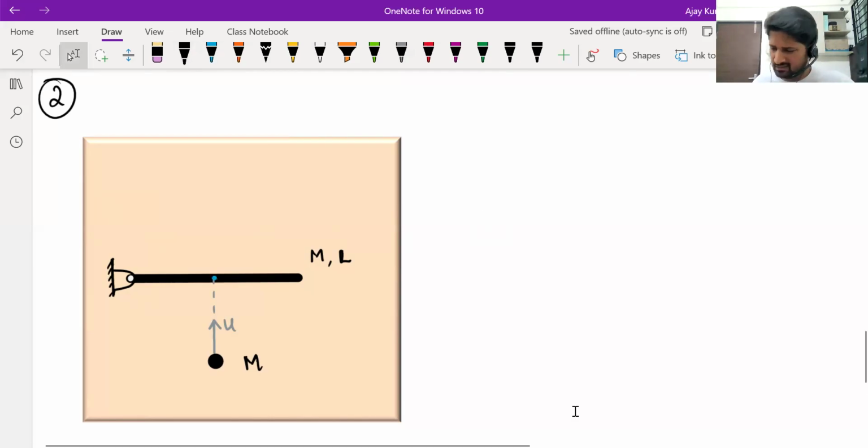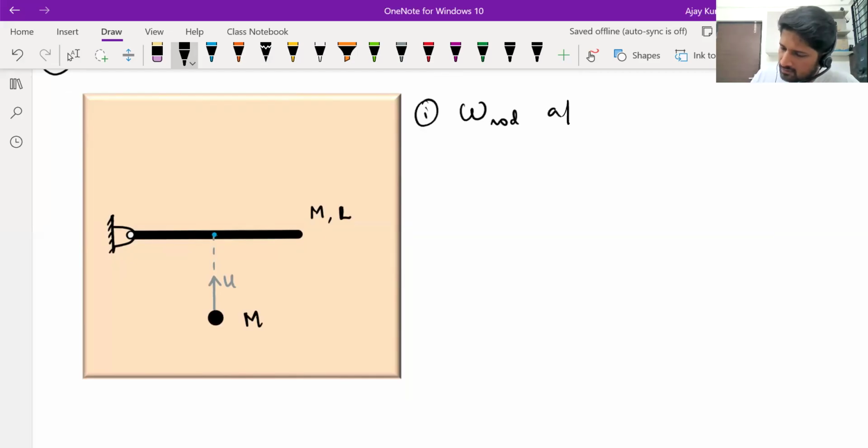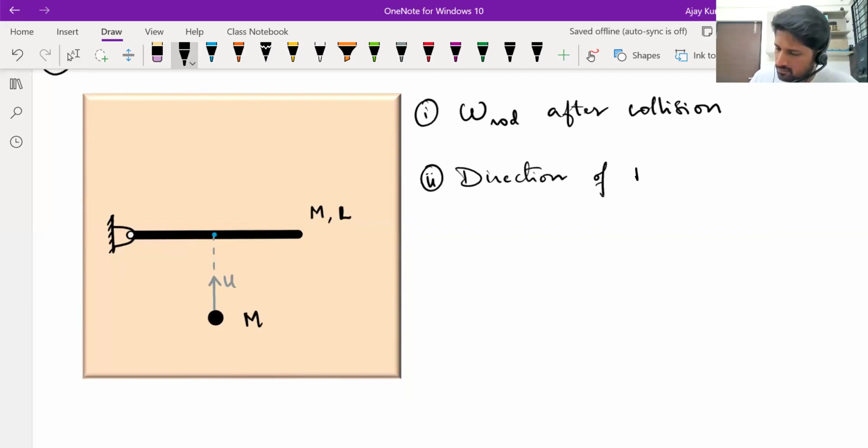Initially, the rod is at rest. The particle is moving. I want you to find out, first thing, omega of the rod after collision. That you'll do using angular momentum conservation. And then I want you to find out the direction of the force exerted by the pivot. Exact force we are not finding out anyway. It is again given to you that the particle comes to rest after collision. Under that condition, you solve.